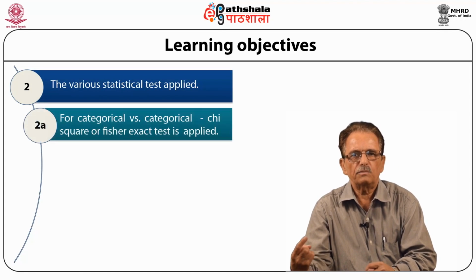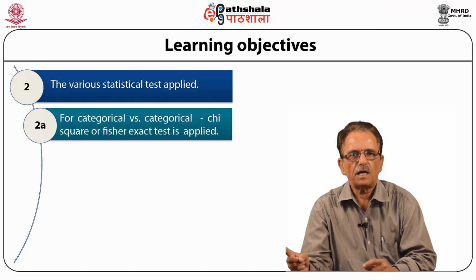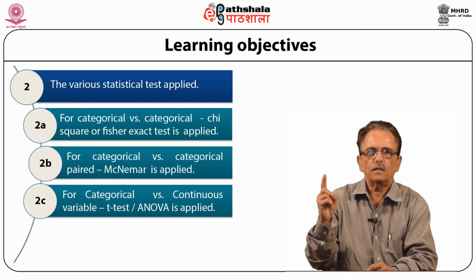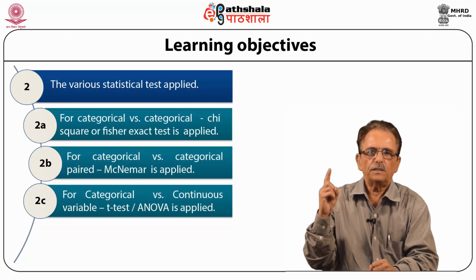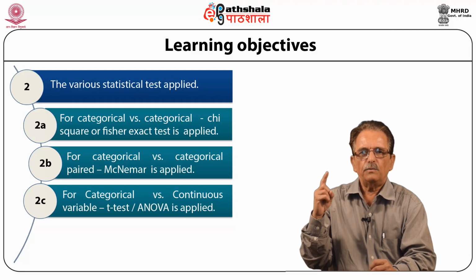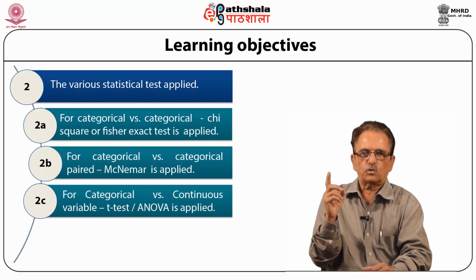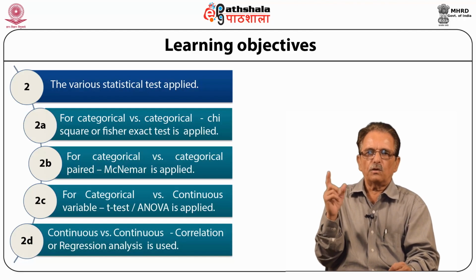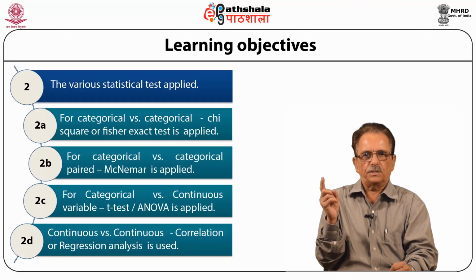Say for categorical versus categorical, a chi-square test or Fisher exact test is appropriate. For categorical versus categorical paired data, the McNemar test is applied. For categorical versus continuous data, it depends upon the level of the categorical data. If it is 2 levels, then t-test or paired t-test is applied. If it is more than 2, then ANOVA is applied, followed by a post-hoc comparison. If the variable is continuous versus continuous, correlation or regression analysis as deemed fit will be used. This is the objective of this.